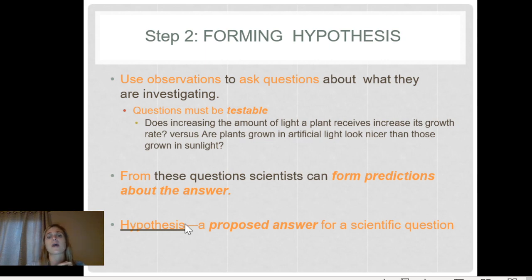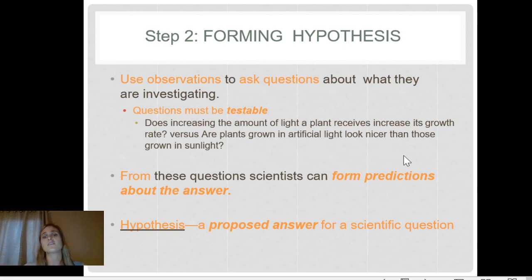Anywhere you see that is bolded or underlined or anything like that, you're definitely going to write down, and you should already have it in your flashcards. So that's just another vocab term. So your hypothesis is a proposed answer for a scientific question. So it's your prediction. It's what you believe is going to happen based on your observation.